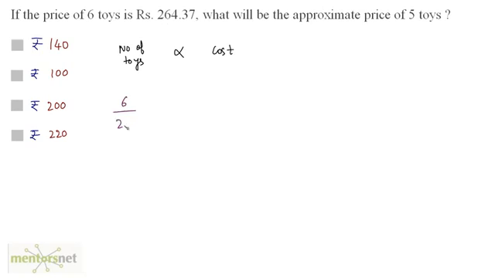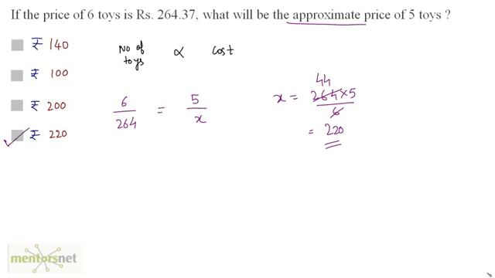So 6 by 264. We can take 264 because they have asked us the approximate price and these options differ a lot. So I can ignore 0.37, right? Now another ratio is we have 5 toys and let the cost of those 5 toys be X. And this is in direct proportion, so I can directly equate this. So X is equal to 264 times 5 by 6. 6 times 44 is 264 and 44 times 5 is 220. So the cost associated with 5 toys is 220 rupees, the approximate cost. So option D is the correct answer.